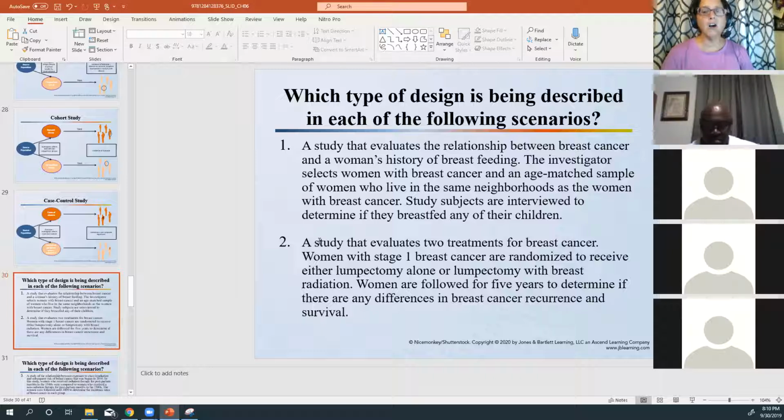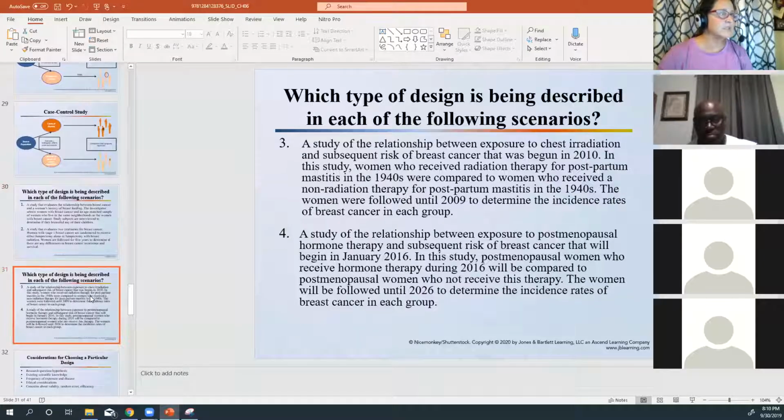And what are the words here that are sort of tipping you off? Randomized and treatment. Yes. So once you're talking about randomization, you're talking about treatment allocation. So you are definitely in the field of experimental designs. Good.